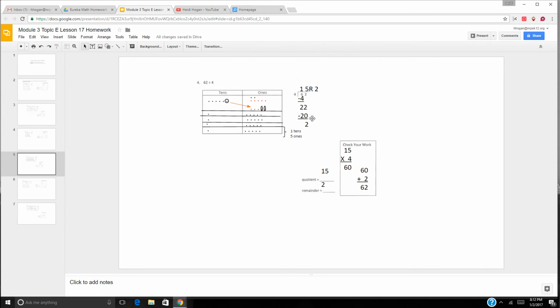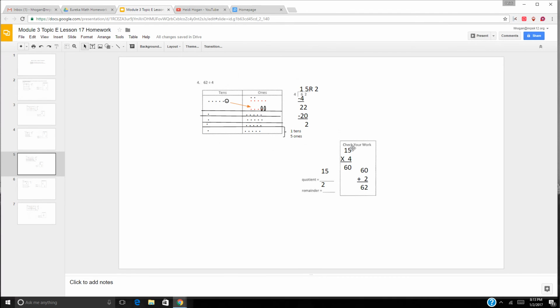Okay. So if we do long division, how many 4s are in 6? 1. 1 times 4 is 4. And how many 10s are we left with? 2. So we'll have 22 ones. And how many 4s are in 22? Well, there are 5 of them. 5 times 4 is 20. And if we take away those 20, we're left with 2 ones. So it's 15 with a remainder of 2.